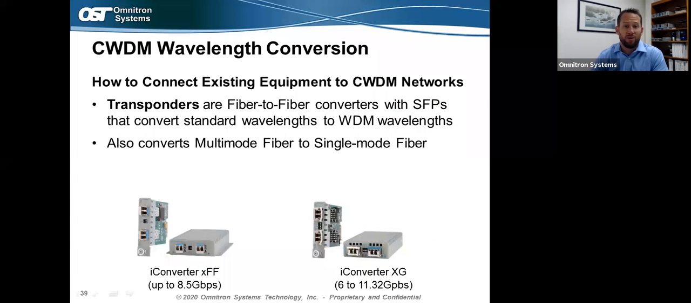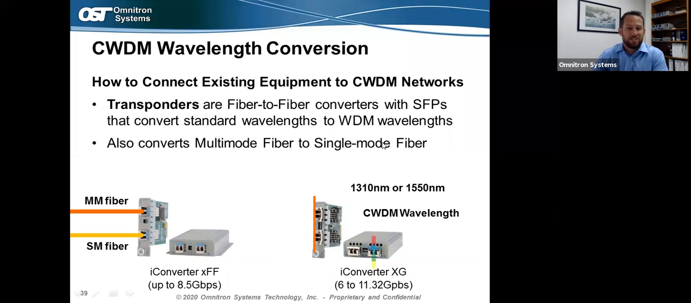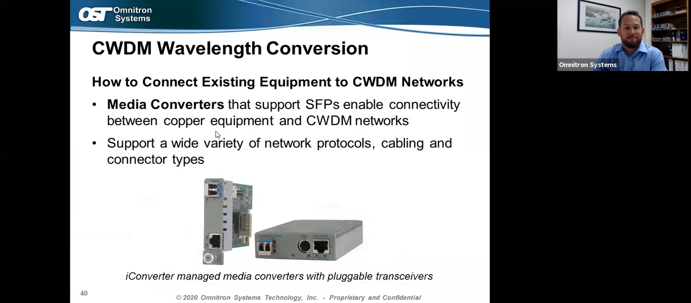Another way to convert from a standard wavelength into a CWDM wavelength is with the use of transponders. So a transponder is a fiber-to-fiber converter with SFP ports. And so these can also be used to convert from multi-mode to single mode just by installing a multi-mode SFP in port 1 and a single-mode SFP in port 2. Or you can use them to convert from a standard wavelength into a CWDM wavelength. So such as your 1310 or 1550 standard wavelength in port 1 and a CWDM SFP or XFP in port 2 of the device. So this will do your wavelength conversion, again, from a standard wavelength into that WDM wavelength.